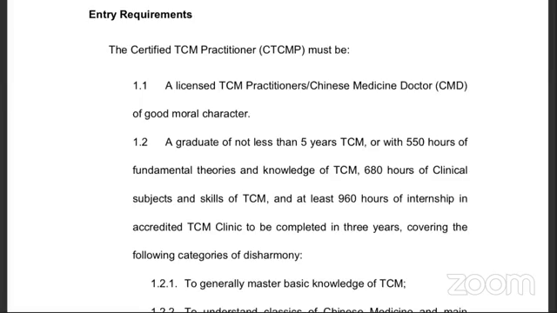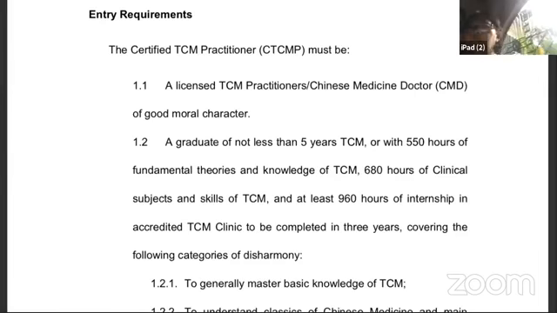Okay. Then I have a question: what if the internship was not completed in 3 years? What would it mean? I completed the 960 hours, however, I did not complete them in the period of 3 years. Would it mean that I did not meet the qualification?